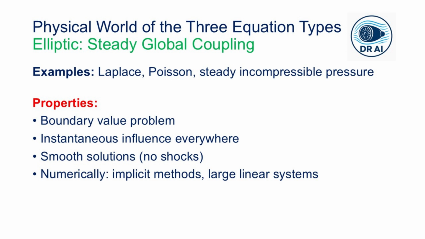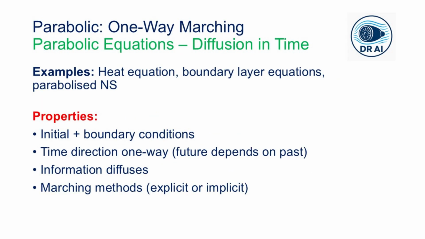Now, the elliptic problem characteristics are that it is a boundary value problem, which means that no initial condition is needed. The solution is smooth inside, which means that it would have no discontinuity. And numerically, implicit methods are necessary because information is globally coupled. Finite differences, finite volumes, and finite elements all lead to large algebraic systems.